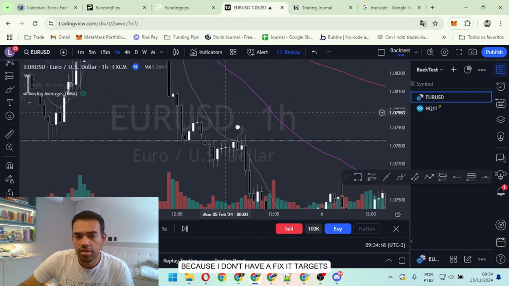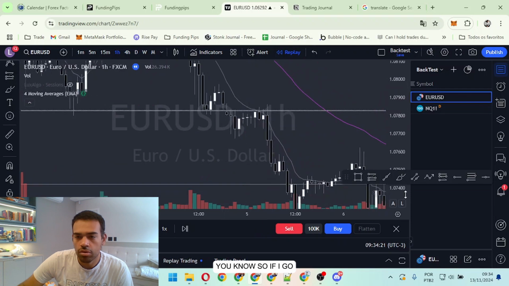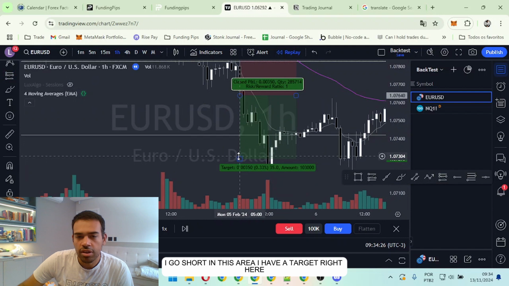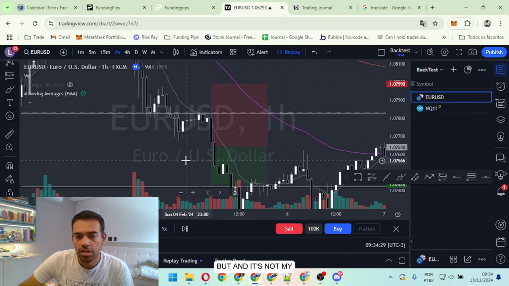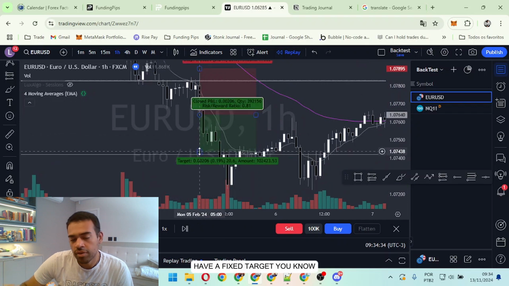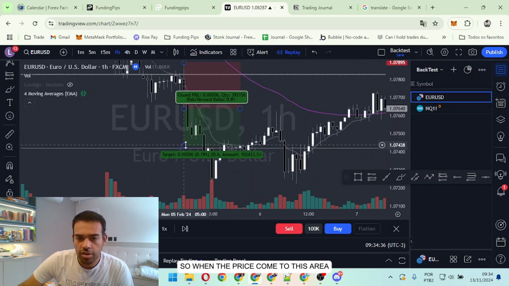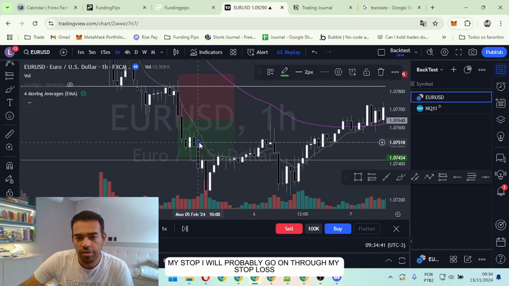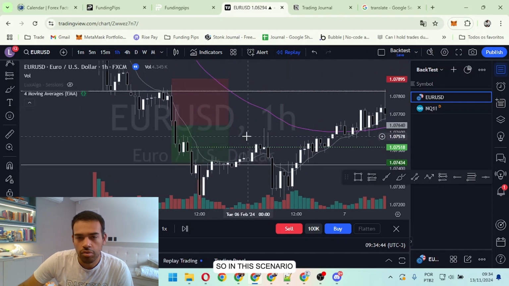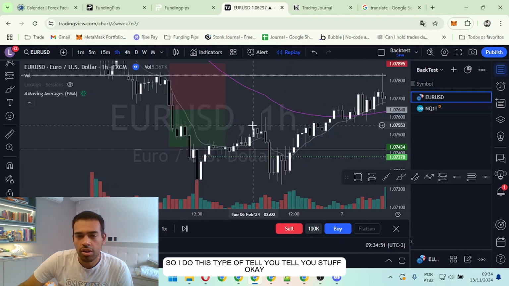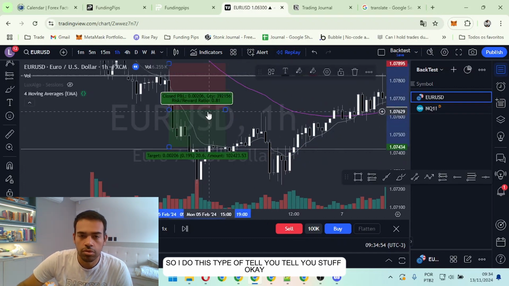Because I don't have a fixed target. If I go short in this area, I have a target right here, but it's not my type of strategy to have a fixed target. So when the price comes to this area, I will probably go and trail my stop loss candle for candle. Okay, so in this scenario, I put my stop loss here, before here, and before here. So I do this type of trailing stop.